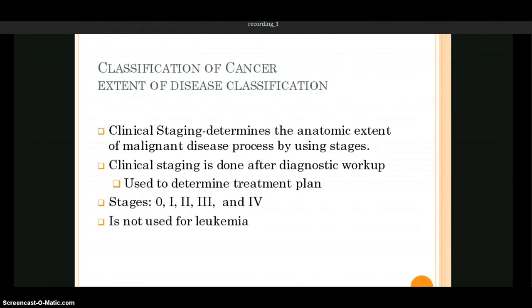So if you want to see staging with an example using cervical cancer, go to chapter 54, I think it's table 11, or for Hodgkin's lymphoma, figure 14 in chapter 31, okay? So I'm going to walk you through here. So stage 0. What a stage 0 is that cancer is in situ, okay?